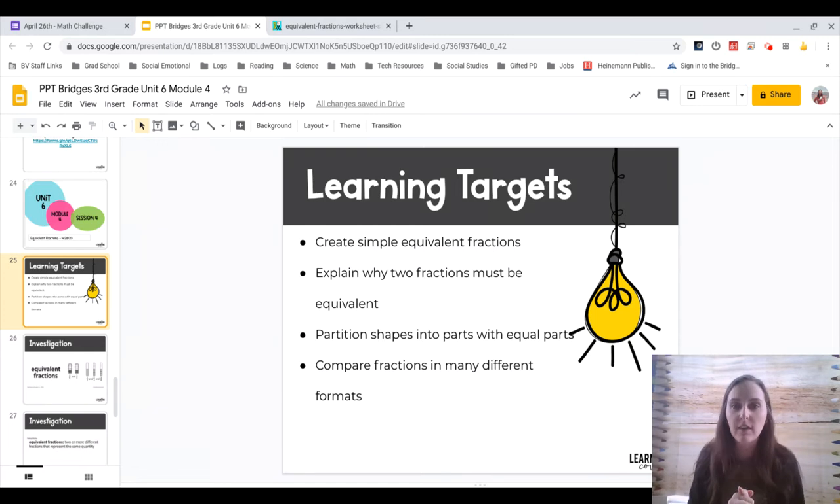Not to forget the things we've been working on with fractions, we're still going to work on making sure we can partition or break apart the shapes so that they have equal parts, and comparing the fractions with number lines, with our greater than and less than symbols, our same denominators, and our same numerators. So we're continuing our comparison skills and moving on to also be able to notice equivalent fractions.